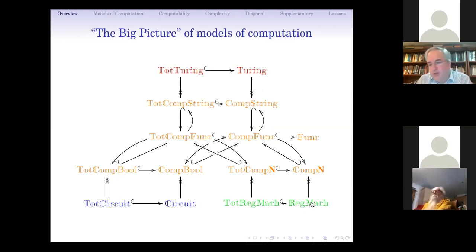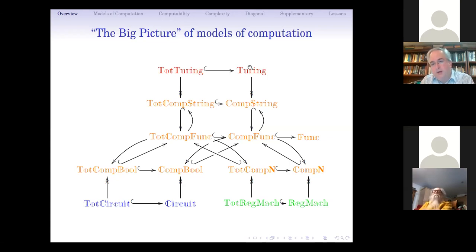Others talk about register machines. What's a computation? It's something that manipulates natural numbers. Okay, so that's what this is all about. And of course, real computers, they talk about circuits, and circuits are things that manipulate strings of booleans. So that's what this is all about. Okay, and so we're gonna go through this slowly.